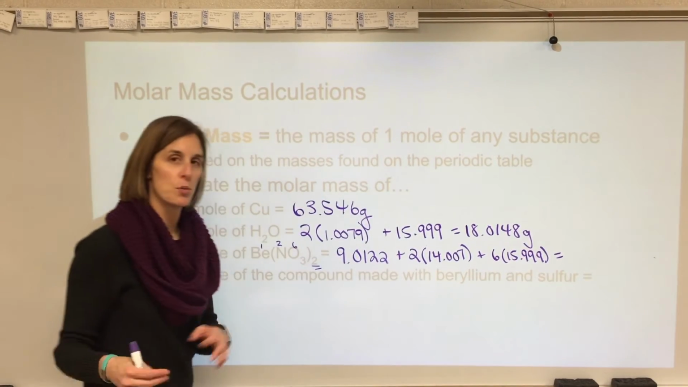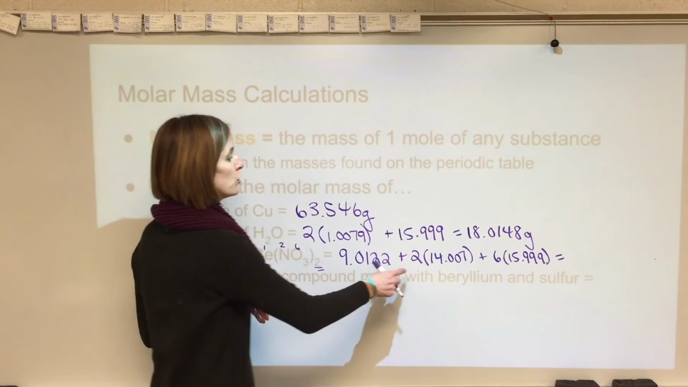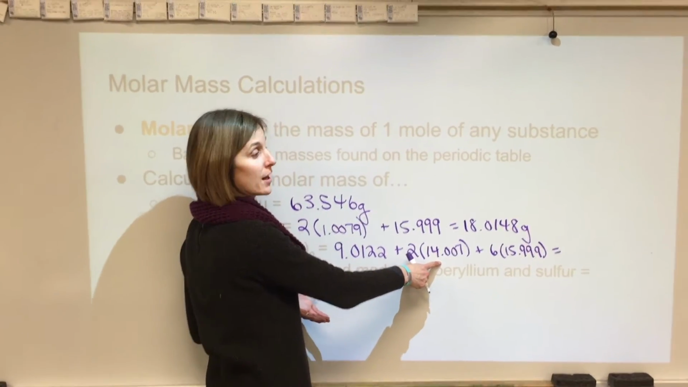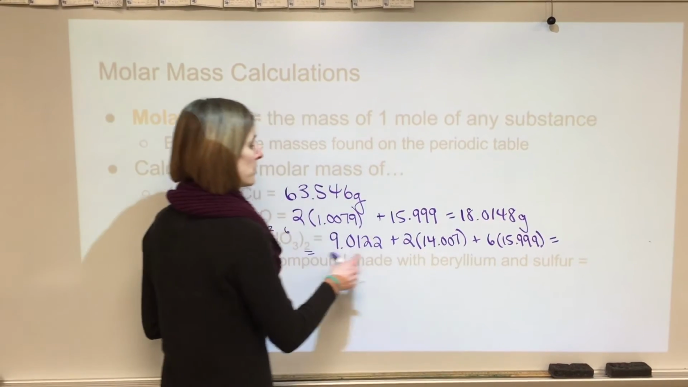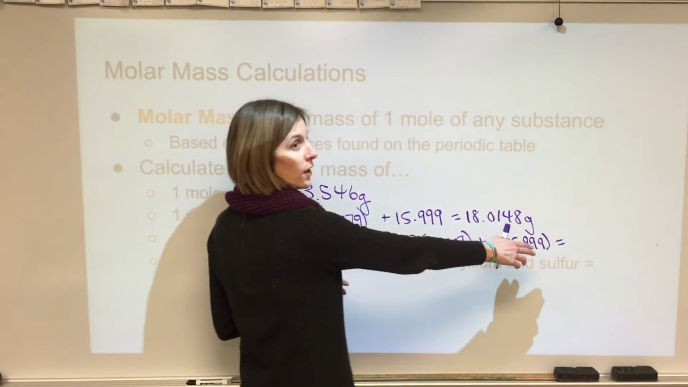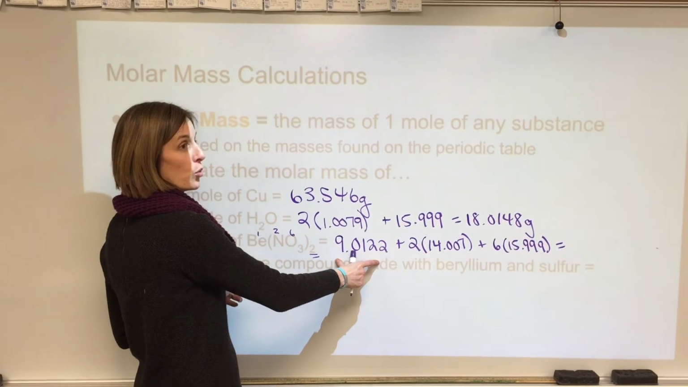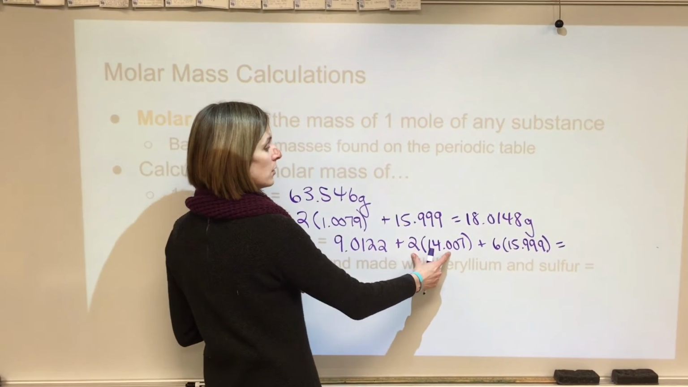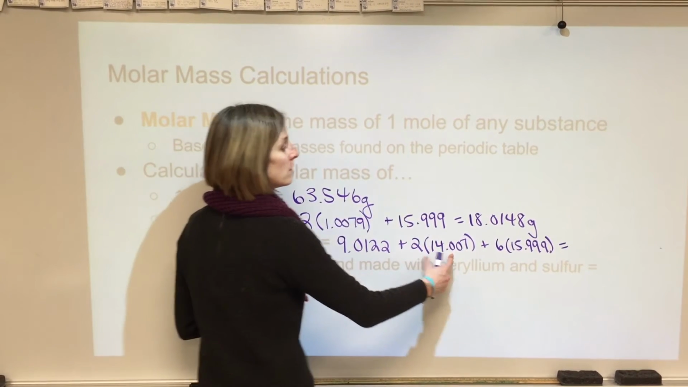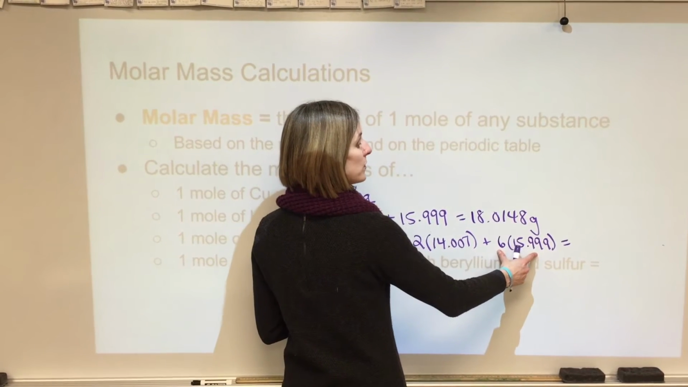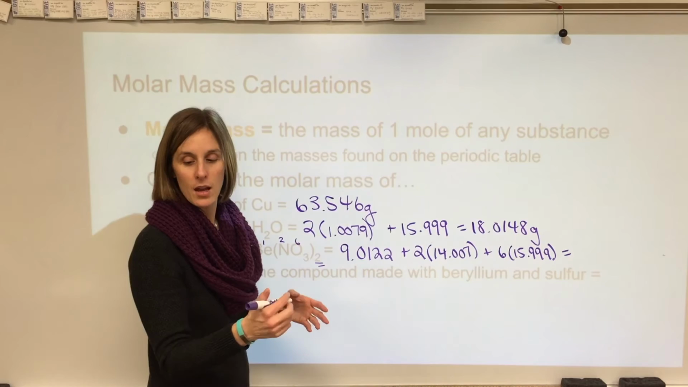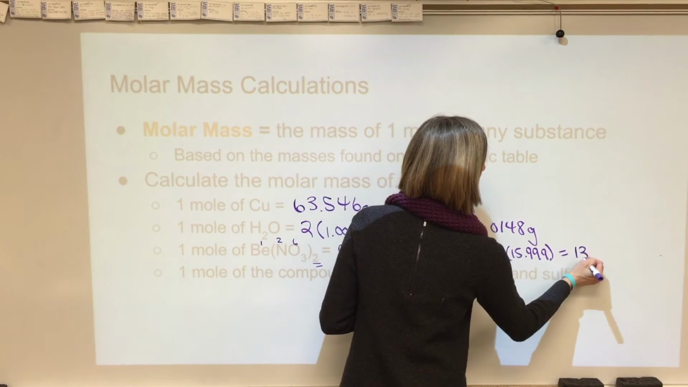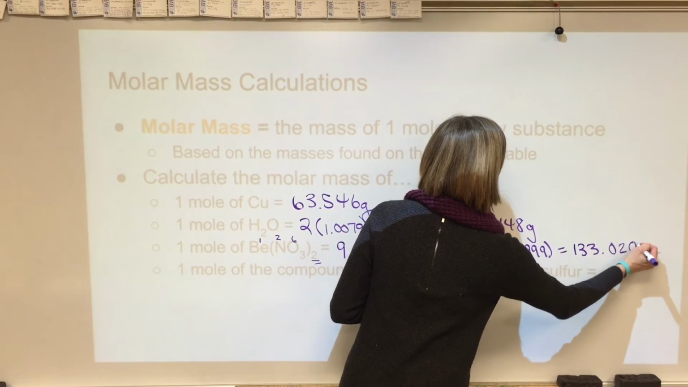Now in your calculator you can break this up into a series of steps. You can do 2 times 14.007, get a number, 6 times 15.999, get a number, and then add your 3 numbers together, or you can do it in one fell swoop. You can do 9.0122 plus 2 times 14.007 plus 6 times 15.999. If you do that, you should get the same answer either way of 133.0202 grams.